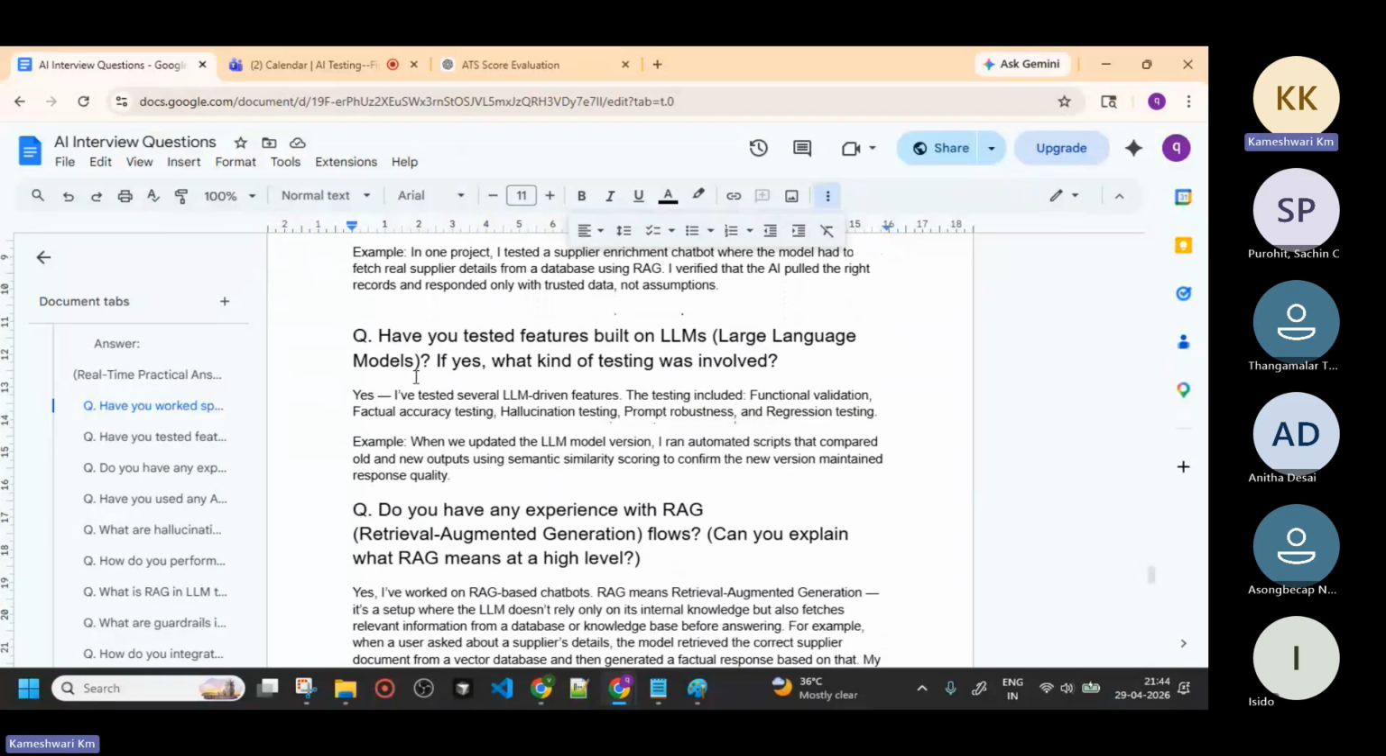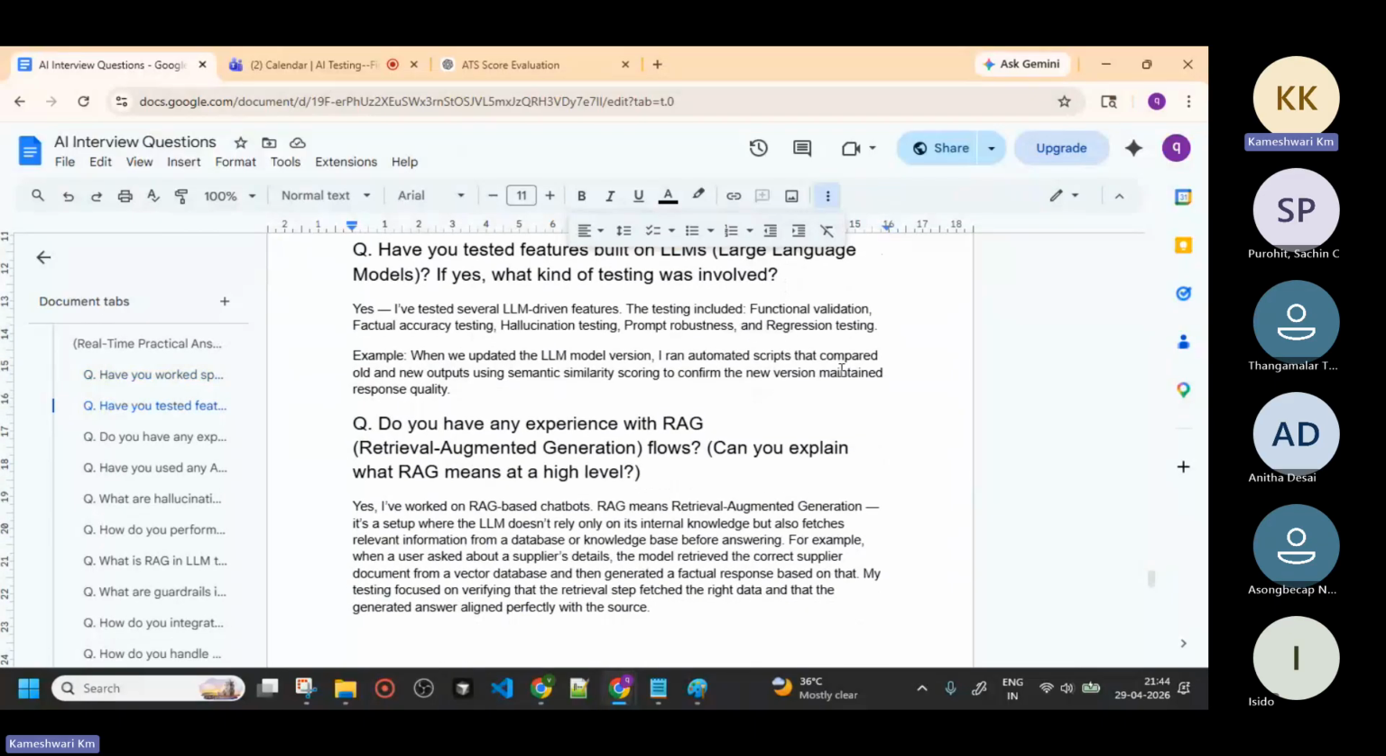And the second is: have you tested features built on LLMs? If yes, what kind of testing was involved? Yes, I have tested several LLM-driven features. The testing included functional validation, factual accuracy testing, hallucination testing, prompt robustness, and regression. So remember that wherever you go, in AI testing or ML testing, the first thing you will do is prompt testing.